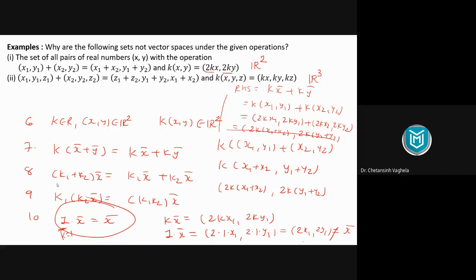That won the election for us. So the 10th condition is not satisfied here. That's why we can conclude that this set R2 is not a vector space for the given operations. For these operations, it cannot be a vector space.